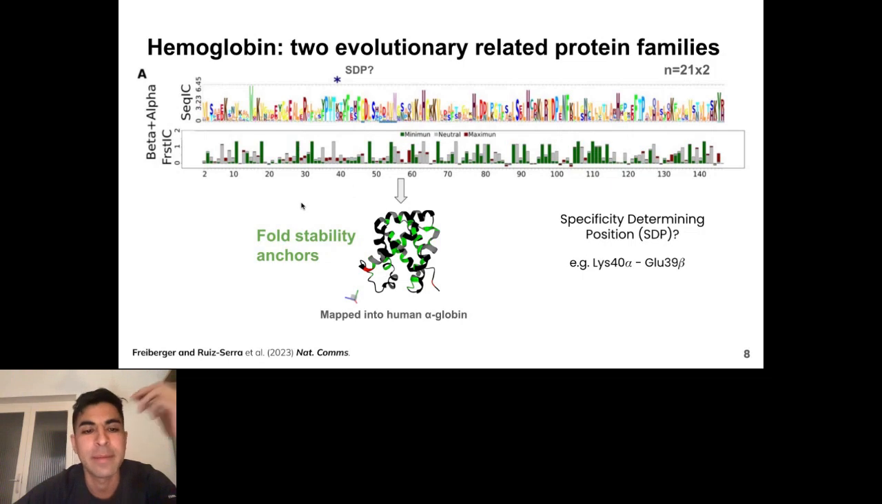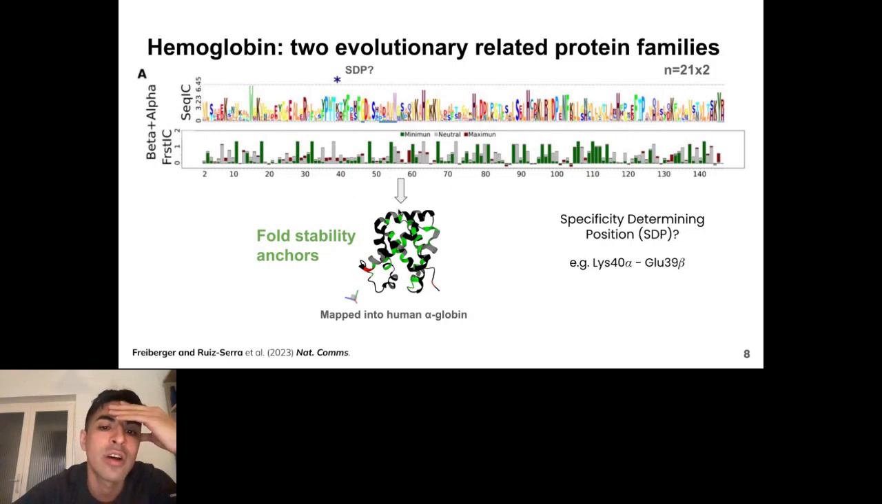And this was a little bit disappointing, because the only things that are conserved are these green things here, which are basically the hydrophobic core. You can see here a valine or an isoleucine, a leucine. You see hydrophobic residues that make this protein stable.